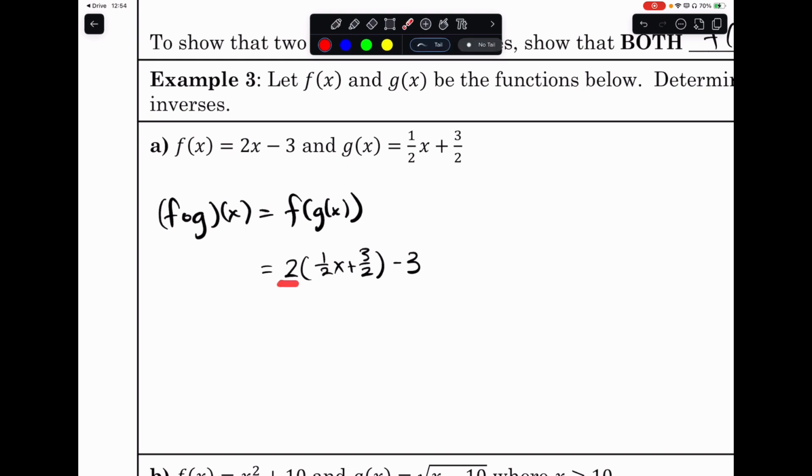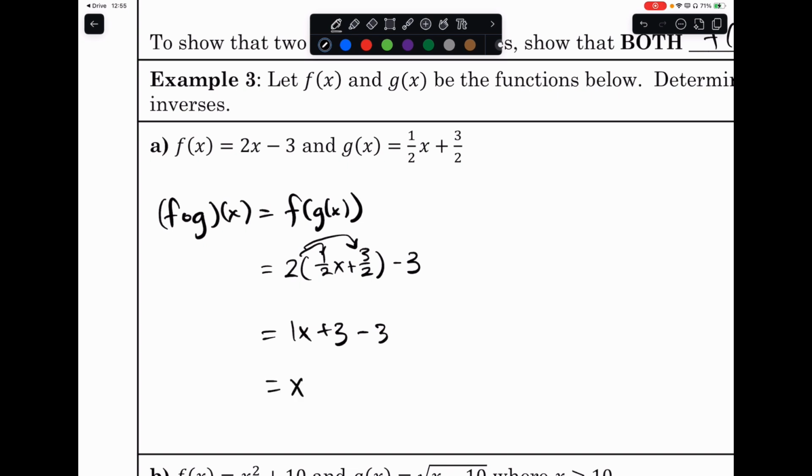So I have f of x minus 3, and I'm replacing the x again with g. To simplify this, we're going to distribute. 1/2 times x, times 2, I'm sorry, that's equal to 1x. 2 times 3 over 2, that equals 3. And we bring down the minus 3.